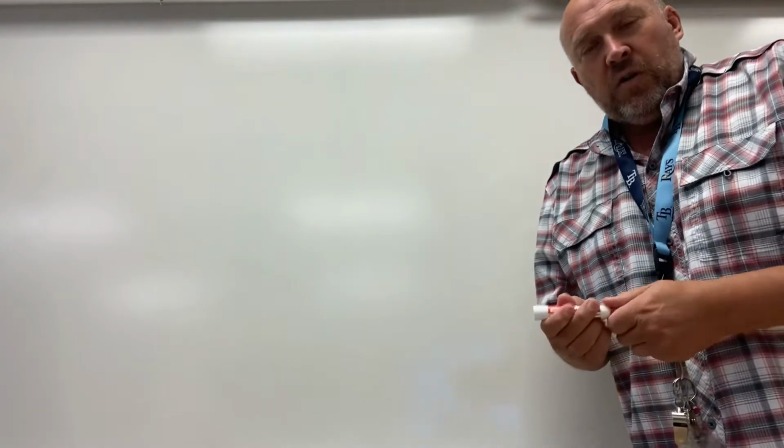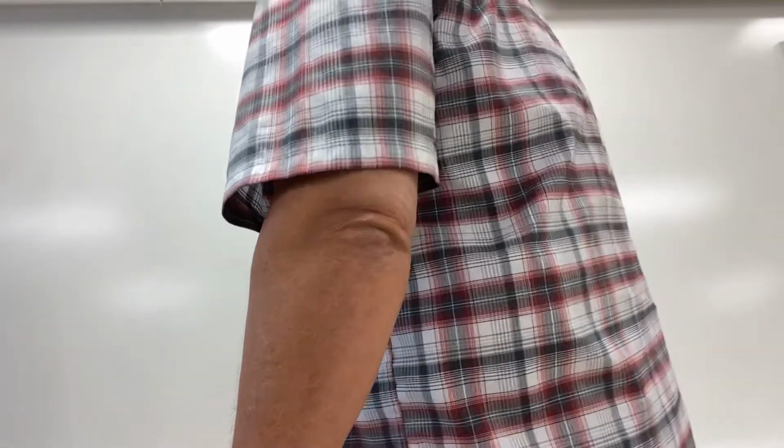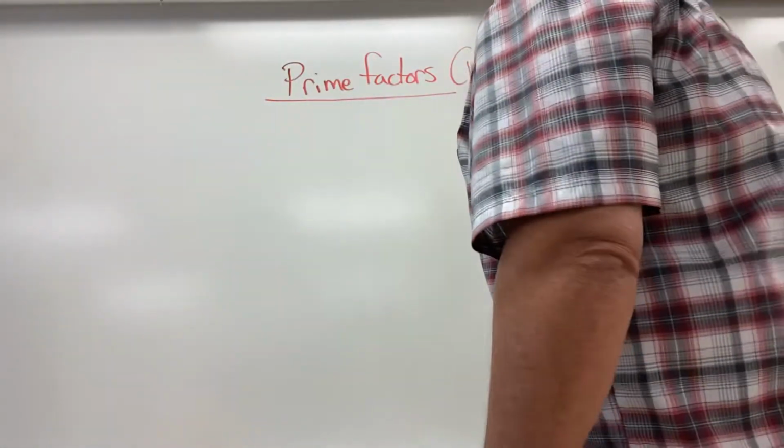Wanted to go over a little bit of what we've been doing in math, talking about the prime factors and going into common factors and greatest common factors. So, for example, when we're talking about prime factors, basically there's a way of looking at it. We call it the factor tree.